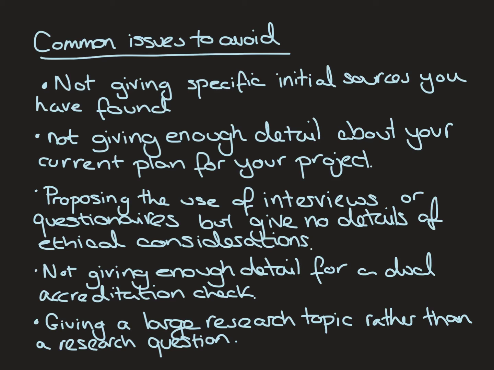Next, not giving enough detail about your current plan for your project. If your working title and question is very broad and vague, and then you simply put at the bottom of the proposal that you'll do a 5,000 word project, there is not enough evidence there for us to check that you have got a clear plan about what you're doing in your research. And so you need to not start your research, you need to go back and plan it out thoroughly before you start.